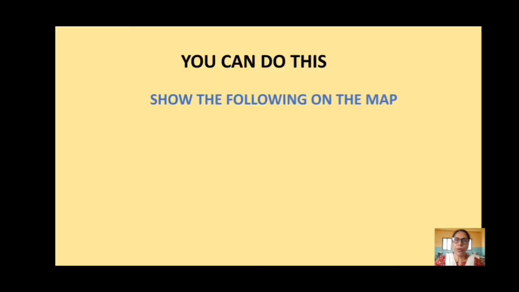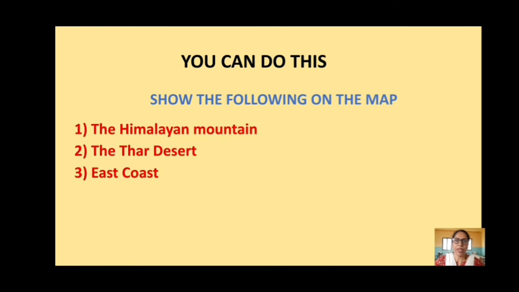Students, you can do this. Show the following on the map: the Himalayan mountain, the Thar desert, east coast. So, this is the vast geographical outlay of our country, which has marked an effect on the lives of the people and have influenced the evolution of diverse culture in India.